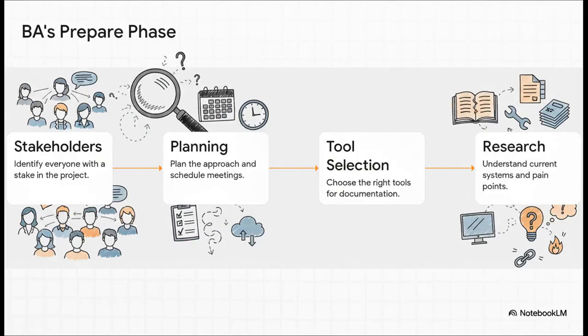So how does a BA even get started? Well, they enter what's called the prepare phase. Think of them as detectives here. First, they figure out who has a stake in this project, who cares about it. Then they map out a plan, and they start digging around, doing background research to really understand the current systems, and more importantly, the current pain points. This is all about getting ready to ask the right questions later.